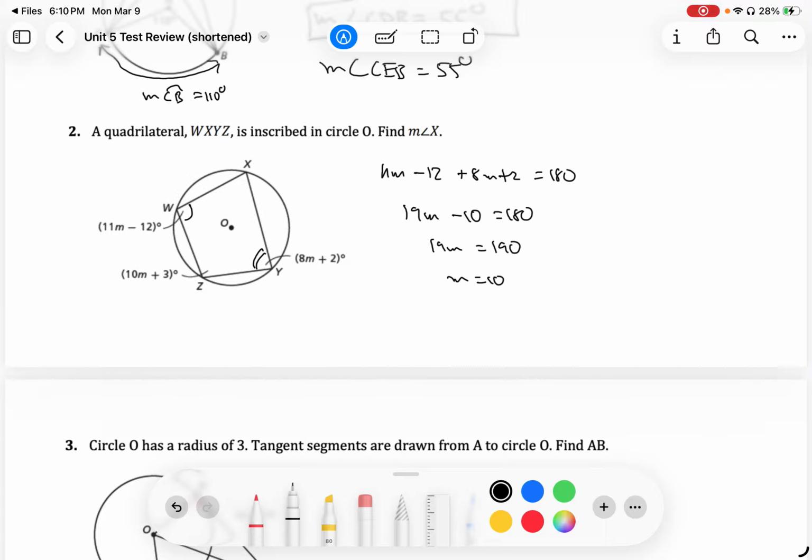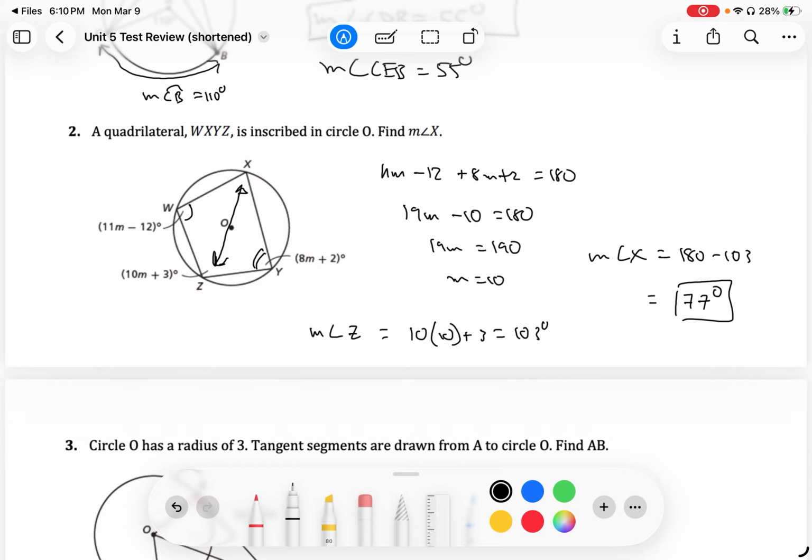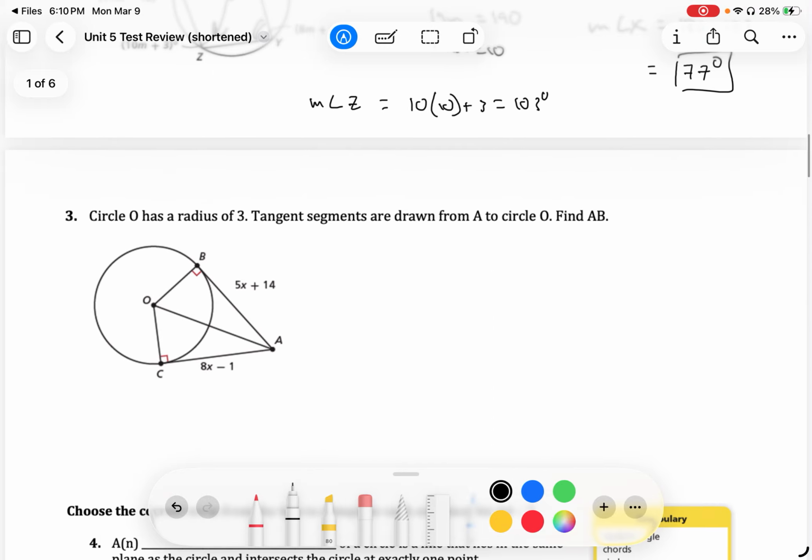So if m equals 10, I need to find the measure of angle Z, because if I know Z, then I should be able to find X, since Z and X are supplementary. The measure of angle Z would be 10 times 10 plus 3, which is 103 degrees. So the measure of angle X is going to be 180 minus 103, which is 77 degrees. And that seems like a reasonable answer based on what my eyes are telling me.